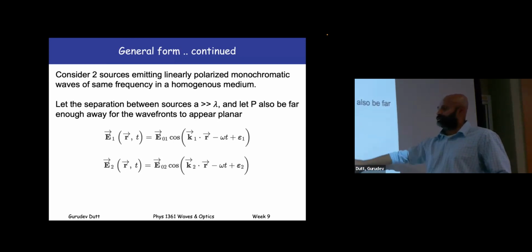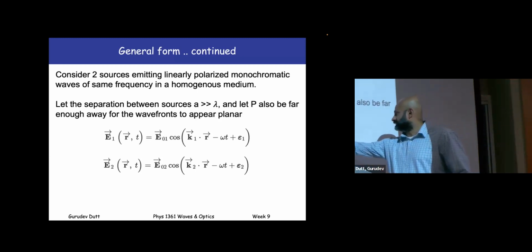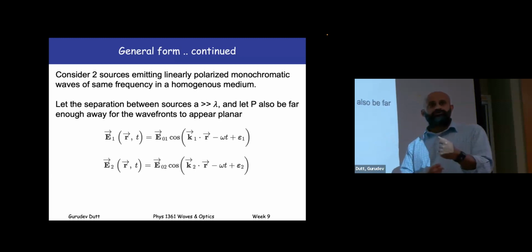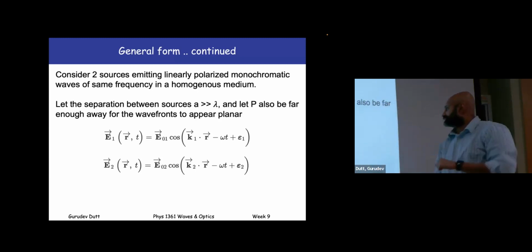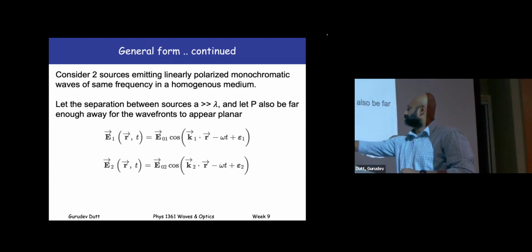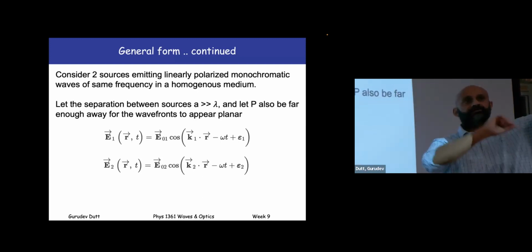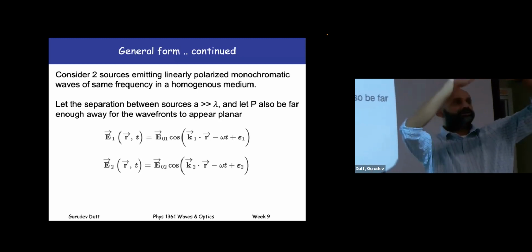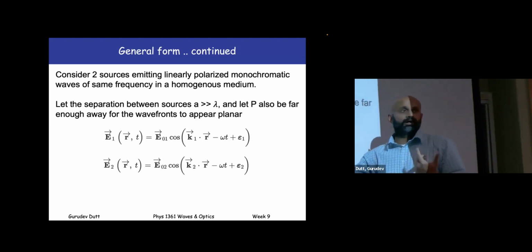We also might have initial phases, epsilon1 and epsilon2, for these two waves. But what is different is that the two waves are coming from two sources. So the physical picture in your mind is of two sources emitting waves, and we are looking at a point P. The direction of the wavefront from source 1 to that point is K1, and the direction from source 2 to that point P is K2. The position of the point P is at the coordinate R.